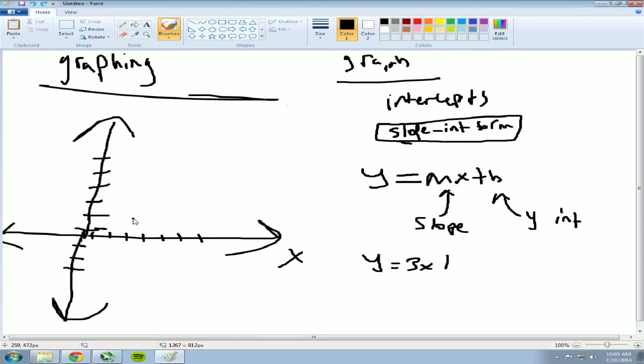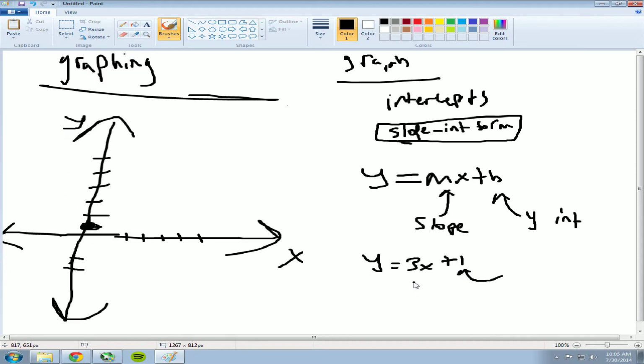So I'm going to try to make this look a little prettier. So this is the y-intercept. So y equals 1 goes right here. It intercepts the y-axis at 1. And this is y, this is x.